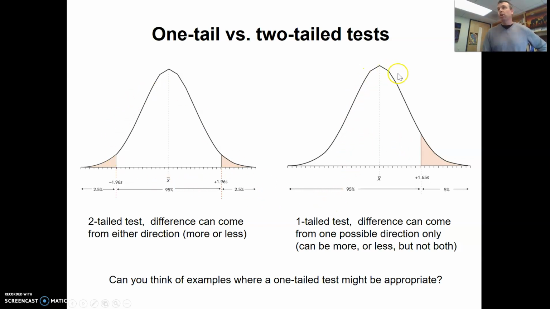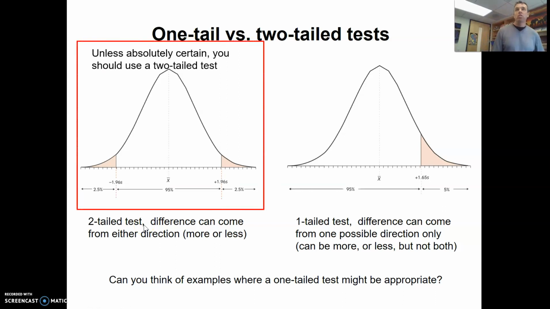There are very few examples where you know for sure that the variation only goes in one direction. And I'll also state this, when in doubt, use the two-tailed test. It's the more stringent statistical analysis. Right?